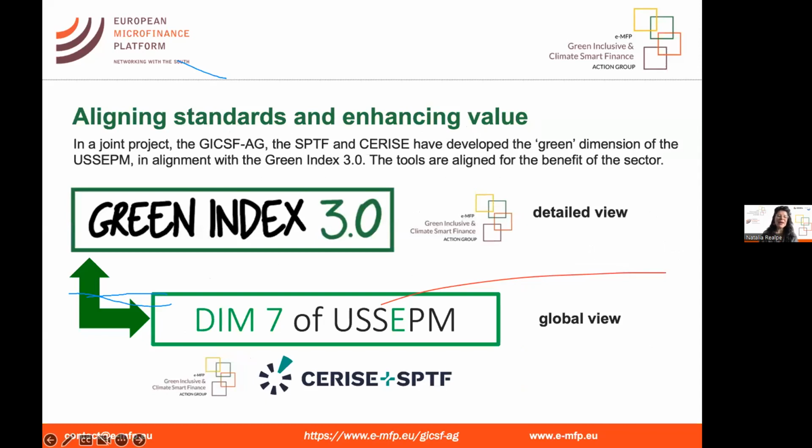This tool, now we are aligning standards. That means when we are talking about the Green Index 3.0 and the dimension 7 of the Universal Standards for Social and Environmental Performance Management, these tools are aligned. That means we are providing with the Green Index a very detailed view. We have several indicators and also quantitative indicators, in 4 different axes of action. The dimension 7 provides a global view. However, once you fill out the Green Index 3.0, you are also filling out the dimension 7. The dimension 7 has 3 axes.